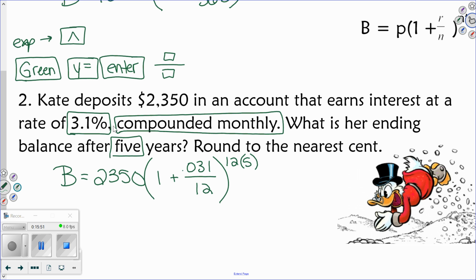All right. So again, just practice typing that in. So 2350, parentheses, 1 plus. The 1 is part of the formula. Yep, just part of it. Yeah, just part of the formula. Somebody way smarter than I am figured that out.